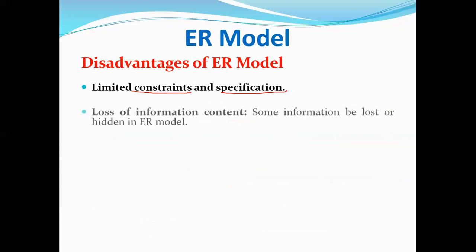And next one is loss of information or content in the ER model representation. In the ER model, sometimes we cannot represent all the entities and all the attributes of the entities. Then there is a chance to lose some data, or otherwise due to composite attributes, some of the attributes will be hidden in the ER model. So that is considered as loss of information or content.